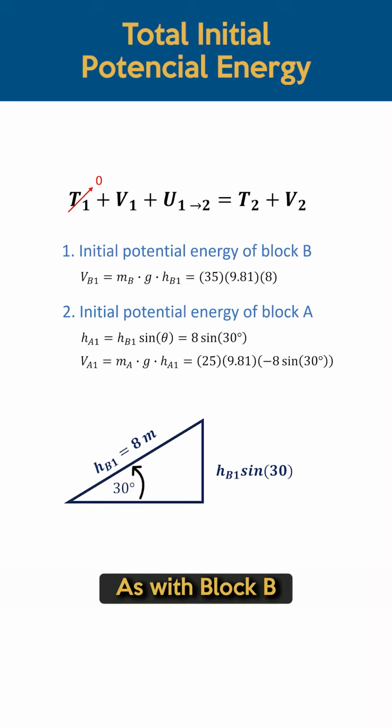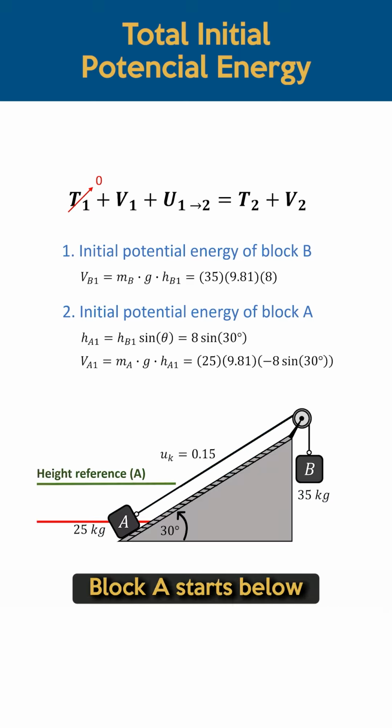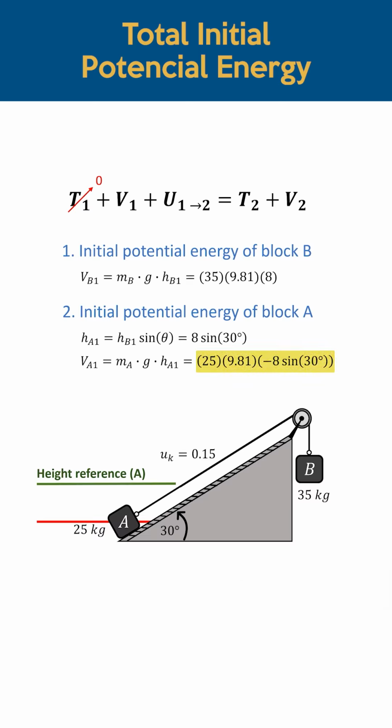As with block B, we can use this height as our reference point. We now know what the vertical distance traveled by block A is between states 1 and 2. But remember, block A starts below its reference point, so its initial height relative to the reference point is negative, which means its initial potential energy is also negative. We now find the potential energy of block A as 25 times 9.81 times negative 8 sin 30.